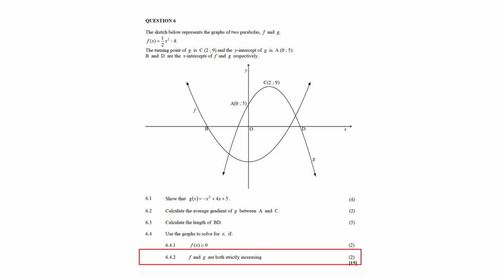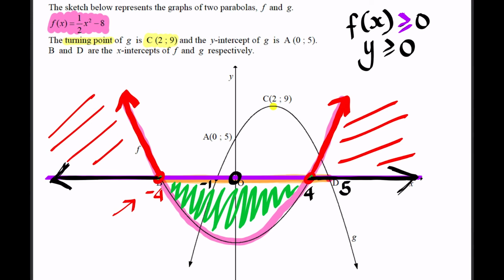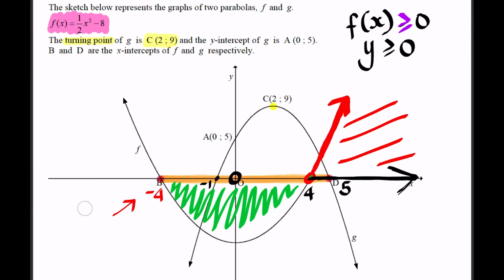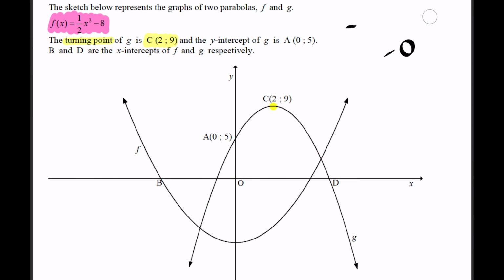The last question says, use the graphs to solve for x if f and g are both strictly increasing. Okay, so f and g need to both increase strictly. So I'm just going to delete all of this extra paraphernalia for a minute so that I can explain this point to you. So this was -4, this was +4, this was -1, and this was 5.